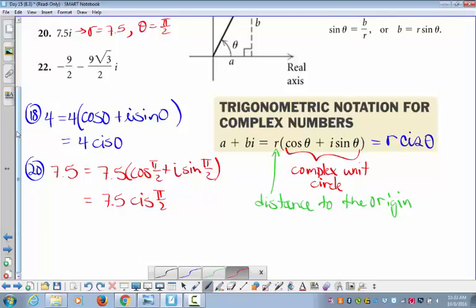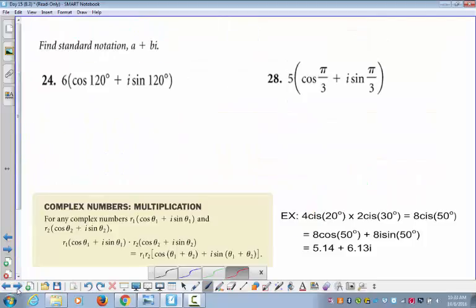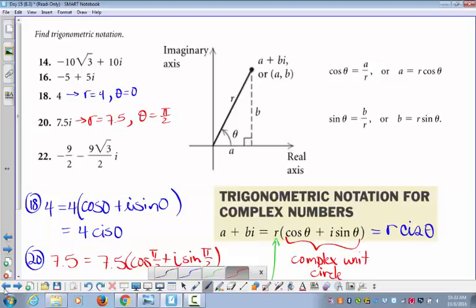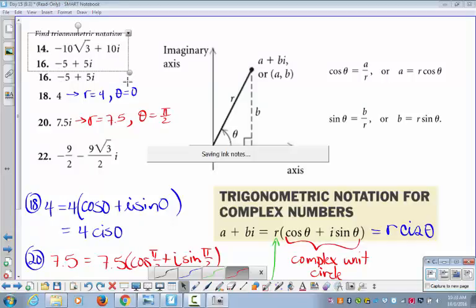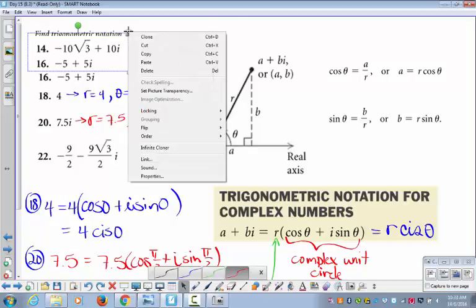All right, now we have to do some more complicated ones. Let me put another slide up. Let's grab 14 and 16 and 22. Let's grab those other ones and use those. So 14 and 16. Let's move you to the next page.